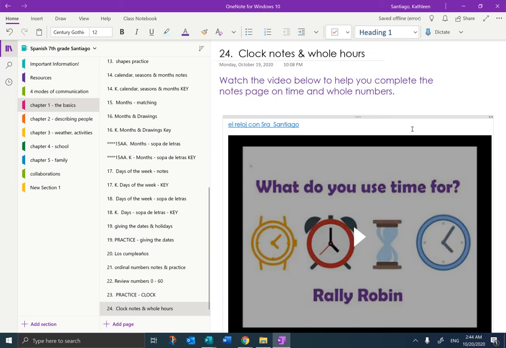I wanted to help you take the notes for the clock and the whole hours. So first, let's take a look at where we are in the OneNote. We're in your 7th grade notebook, in Chapter 1, the basics, and you can see we are down on page 24, clock notes and whole numbers. Let's look at the top of the page. It says, watch the video below to help you complete the pages on time and whole numbers.